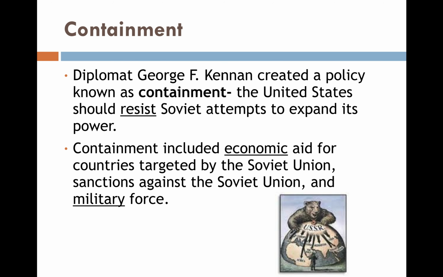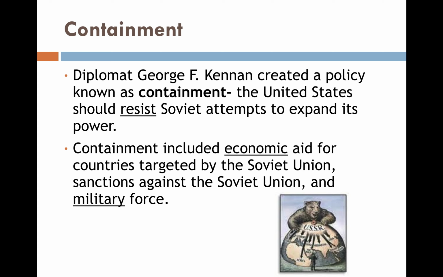So our goal then in the United States is to create something called containment. So this was imagined by a man named George F. Kennan, and the idea of containment is that the United States should resist Soviet attempts to expand its power. So we should do whatever we can to help countries resist Soviet expansion. A lot of that means economic aid. That, remember, communists, kind of the appeal of communism is that when you're poor, it's going to raise you up and make you equal to everyone else.